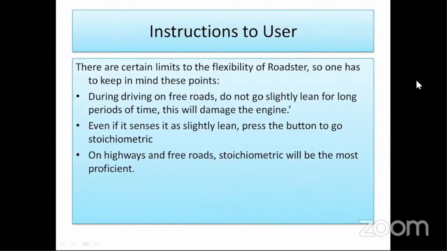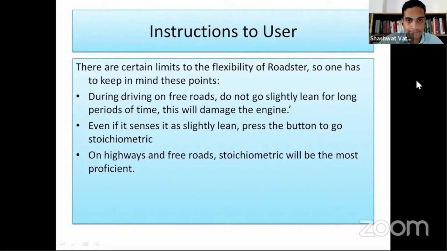Yeah, please proceed. Okay. So there are certain limits to the flexibility of Roadster, and one has to keep in mind these certain points. During driving on free roads and highways, it is very important to not go slightly lean for long periods of time, as it can lead to popping of the engine and it will greatly damage the engine. Even if it senses it as slightly lean, you can just press the button to go stoichiometric and continue driving. On highways and free roads, it is very important to know that stoichiometric will be the most proficient and you can drive it with ease.